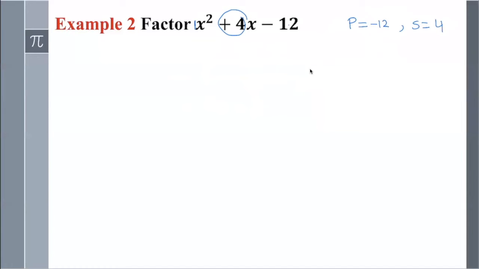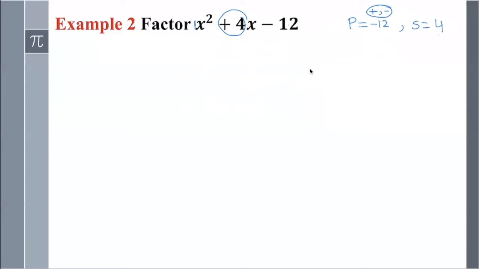Since the product is negative, we know that the signs of those two numbers should be opposite. So we have a positive and a negative number. Since the product is negative, we cannot have both positive or both negative. So they have to have opposite signs.